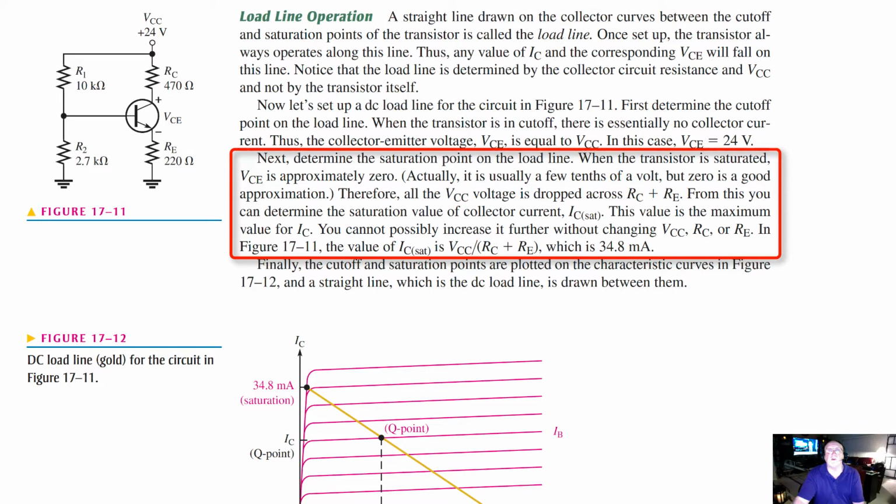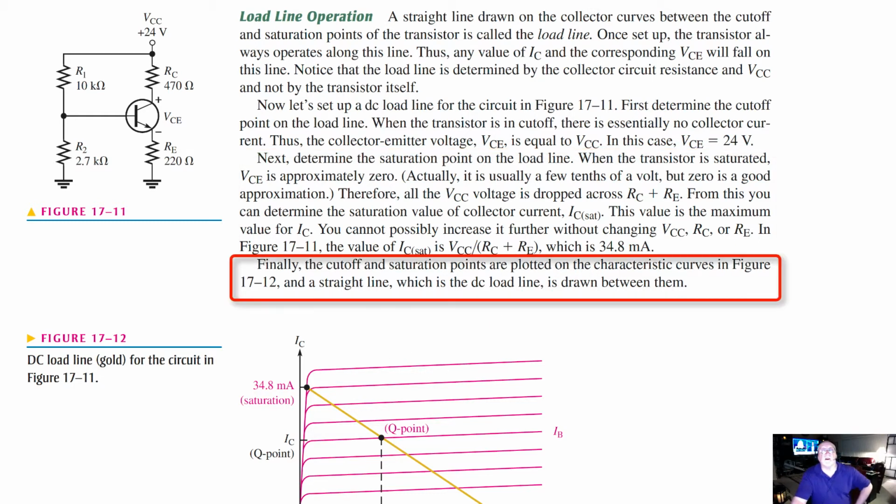This value is the maximum value for I sub C. You cannot possibly increase it any further without changing VCC, R sub C, or R sub E. In the figure, the value of I sub C sat is VCC divided by R sub C plus R sub E, which is 34.8 milliamps if you do the calculation.